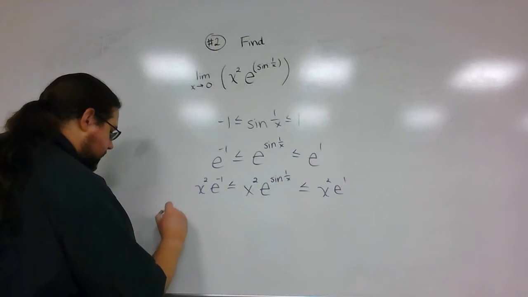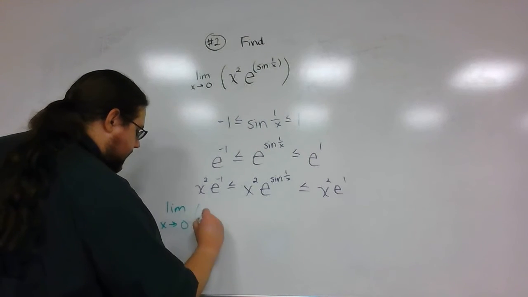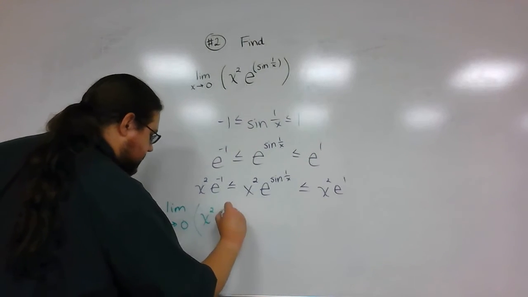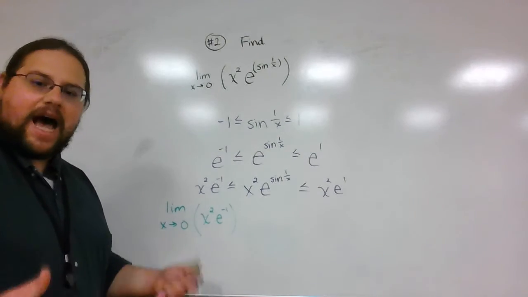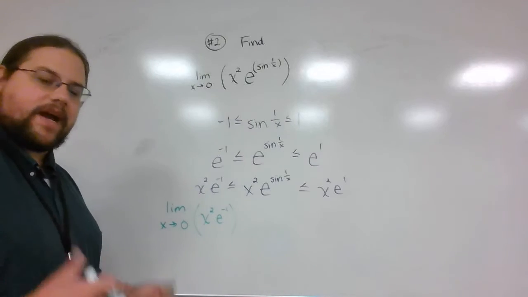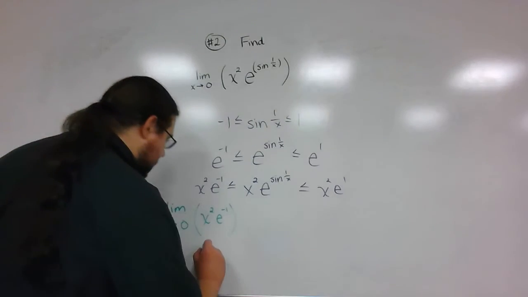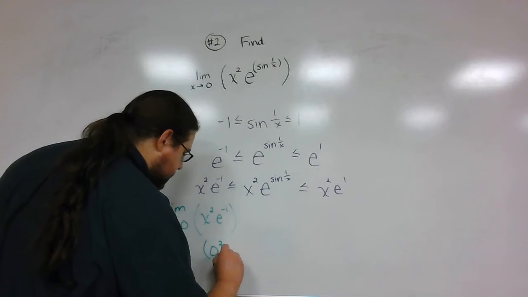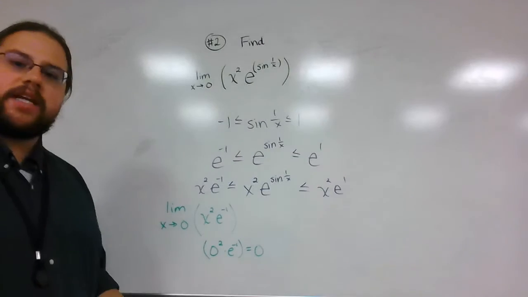So here I go. The limit as x goes to 0 of x squared times e to the -1. Well, that's just a number. That's just a coefficient. I can now plug in 0 for x. And so if I plug in, 0 squared is 0 times e to the -1, well, that's just 0. So that limit goes to 0.